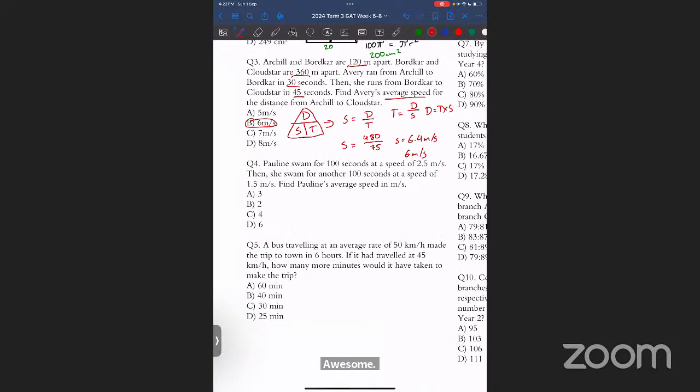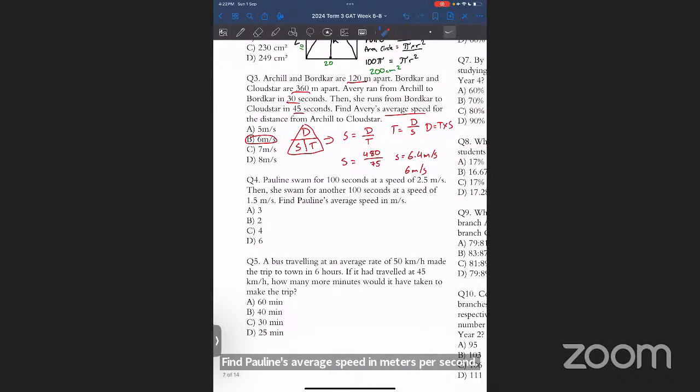Pauline swam for 100 seconds at a speed of 2.5, then she swam for another 100 seconds at a speed of 1.5. Find Pauline's average speed in meters per second. Actually, sorry, before I go on, someone asked me, why do you divide?